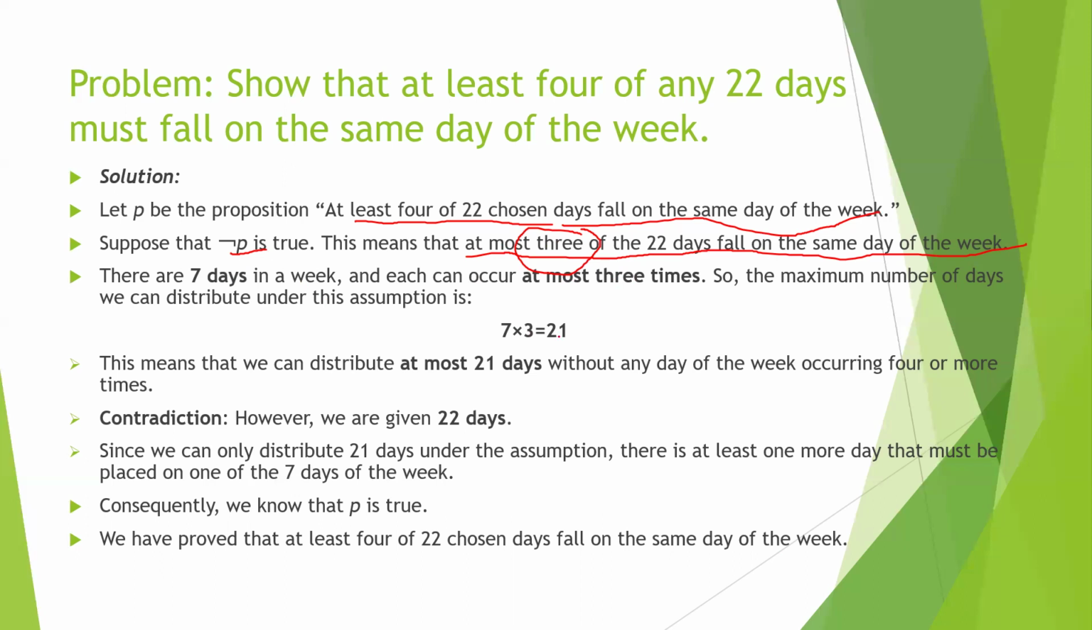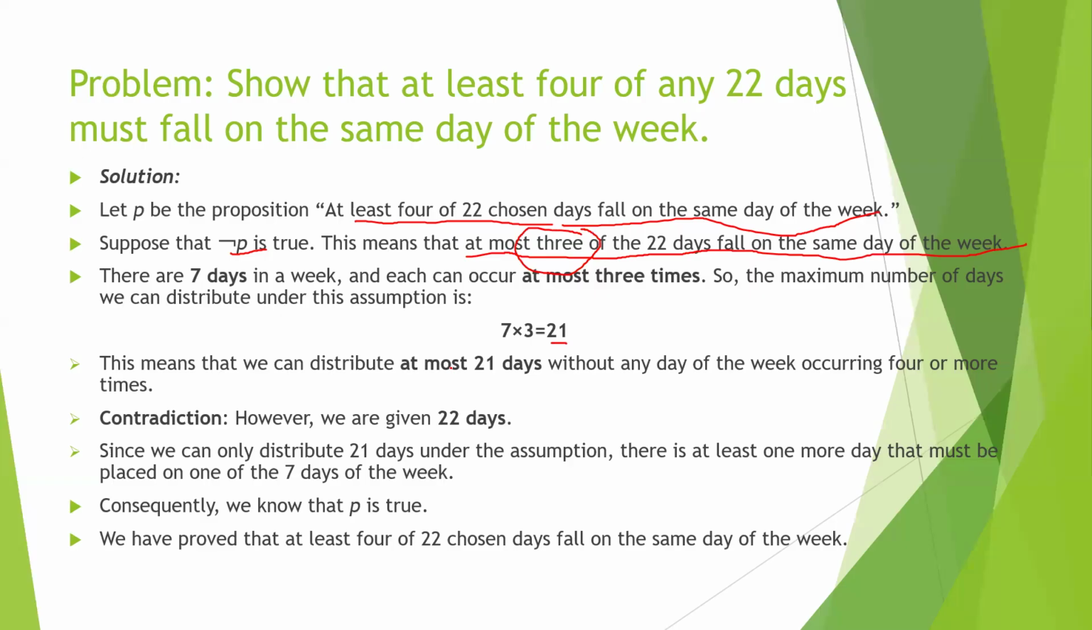So 7 into 3, that is 21. The maximum days we can distribute under the assumption is 7 into 3, which is 21. This means that we can distribute at most 21 days, that is maximum 21 days without any day occurring 4 or more times. So this will contradict.